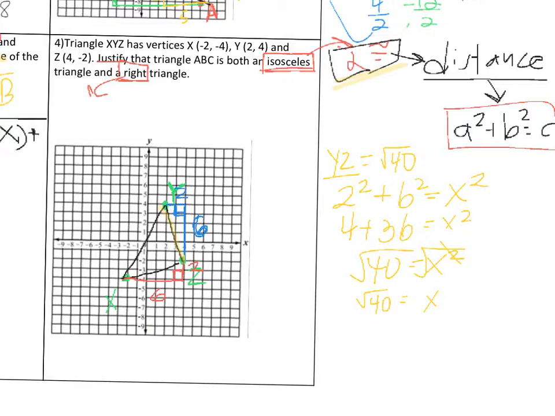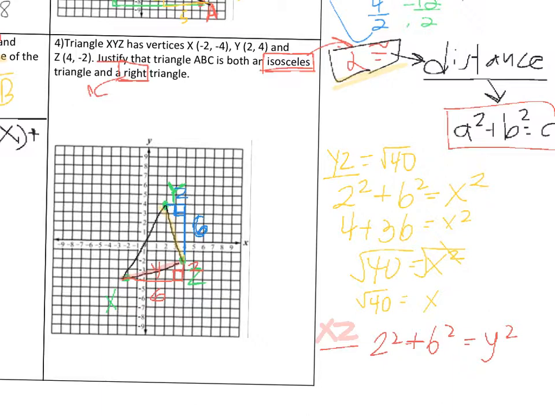The way that looks for this one, xz, is again 2 squared plus 6 squared equals, let's call it y, side y for now, a different variable. And if this looks familiar, you're not going crazy. It is really familiar because it looks a lot like what we had for yz. So this may be a clue that we are going to have two congruent sides, which are yz and xz.